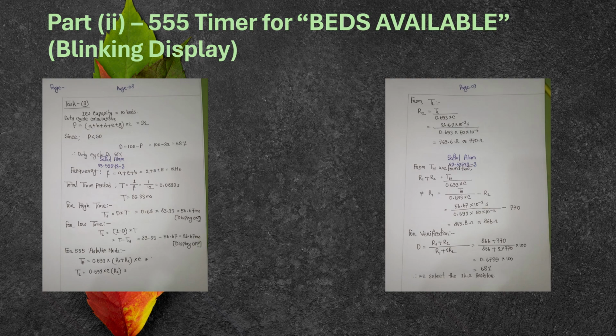And we also did verification with the duty cycle, and this produced a 12 Hz square wave with 68% duty cycle, making the message bits available flash clearly. Moving to the next slide.